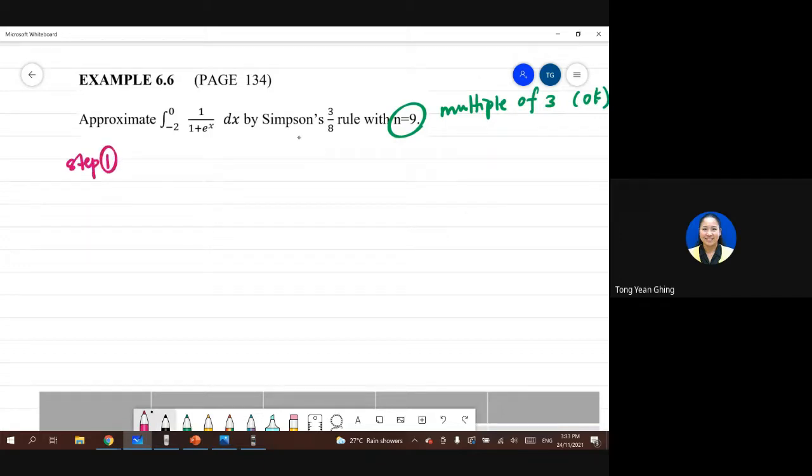So step 1, we have to find h. H is b minus a divided by n. So b is 0 minus, again, negative 2, and n is 9. So now the step size is 2 over 9. Okay, so kalau buat pecahan, terus pecahan lah, doesn't matter. Okay, so and then step 2, we have to do it using the table.